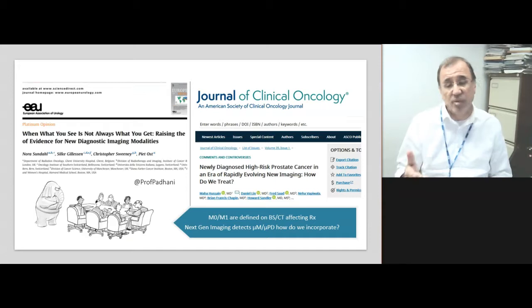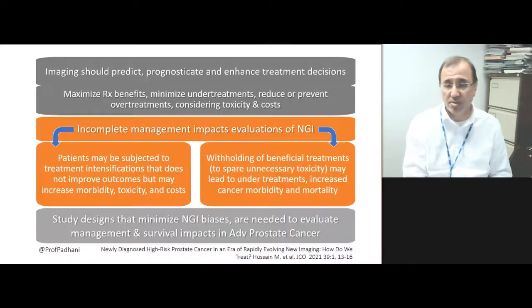And recently there have been a number of papers that have expressed an opinion that there needs to be better evidence on the impact of next generation imaging for the management of patients with advanced prostate cancer. So any imaging advances should better predict, prognosticate or enhance treatment decisions. So maximize treatment benefits, minimize undertreatments, reduce overtreatments, reduce toxicities.